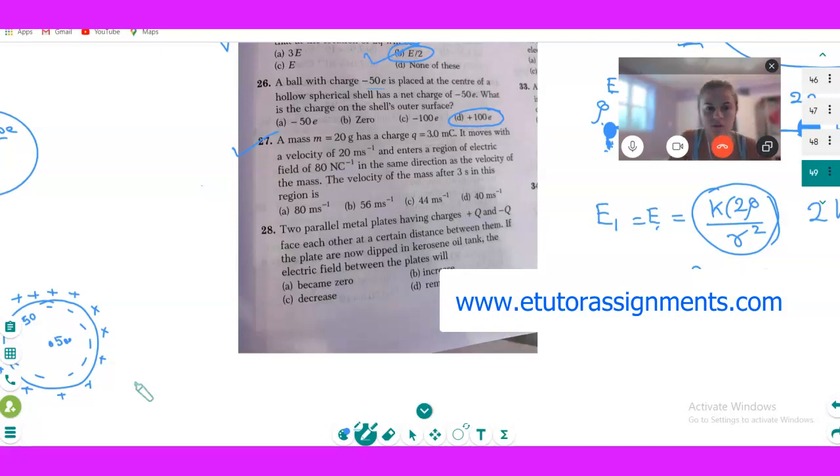Next, question 27. Mass m is 20 gram. It has a charge q of 3 millicoulomb. It moves with a velocity of 20 meter per second and enters a region of electric field of 80 newton per coulomb, in the same direction as the velocity of the mass.